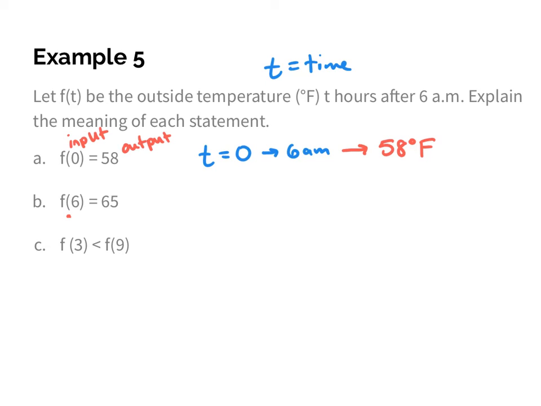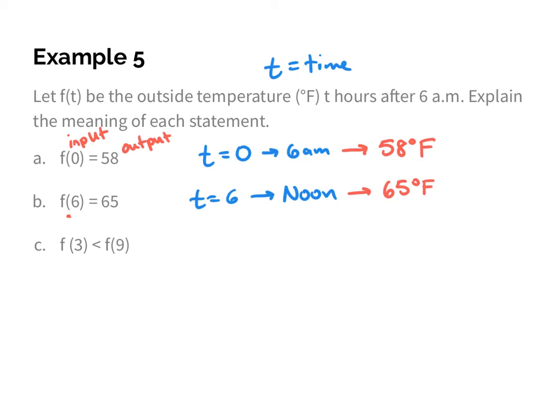So again, what this means is that when t equals 6, what would that be in relation to time? Well, okay, if 0 was 6 a.m., what would be 6? Well, 6 would be 6 hours after 6 a.m. So I'm going to say that's noon, 12 o'clock noon. And that tells me that the temperature there is 65 degrees Fahrenheit. Seems like a nice day, folks.